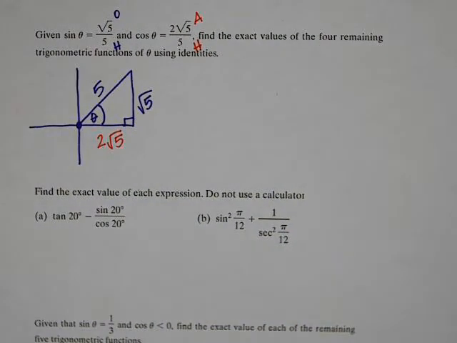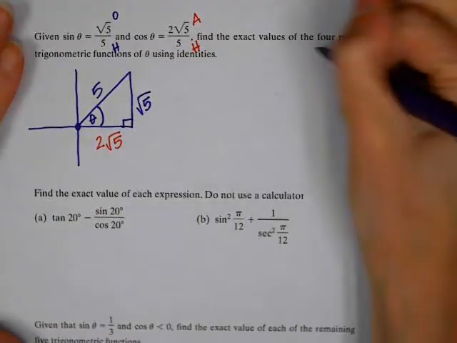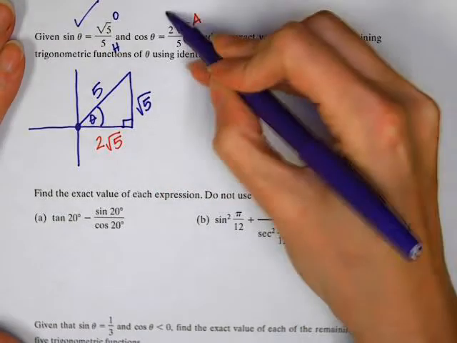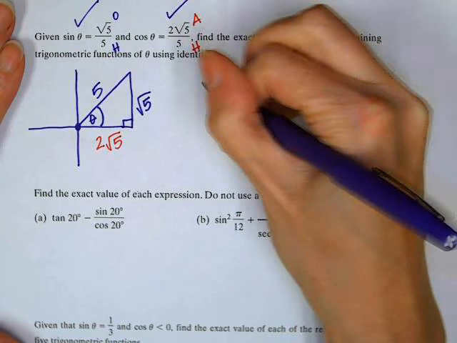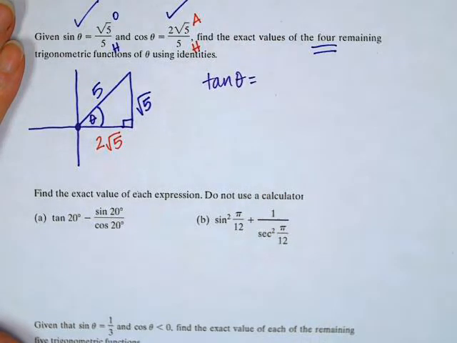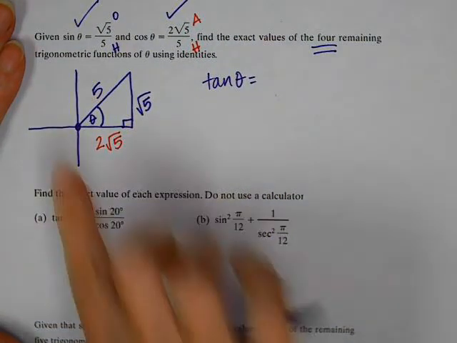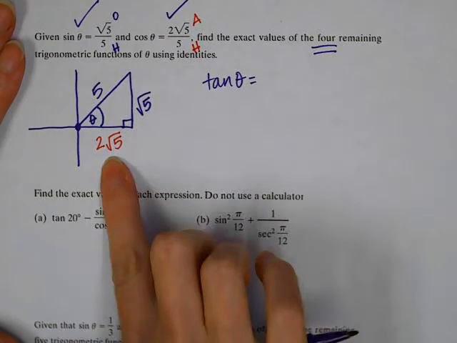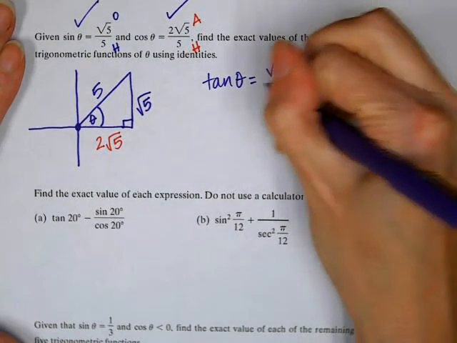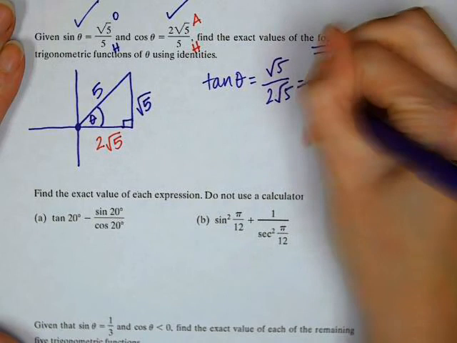Okay, we want you to make a list of all the remaining four. So we got sine, we got cosine. Let's do tan. So tan we know is going to be opposite over adjacent. So root 5 over 2 root 5, but that reduces to 1/2.